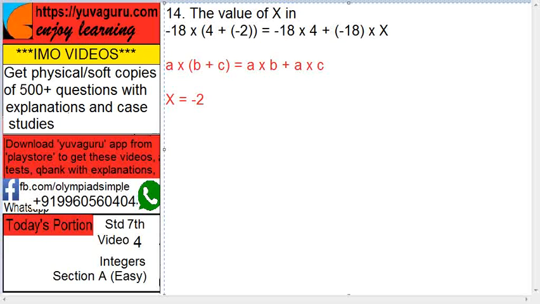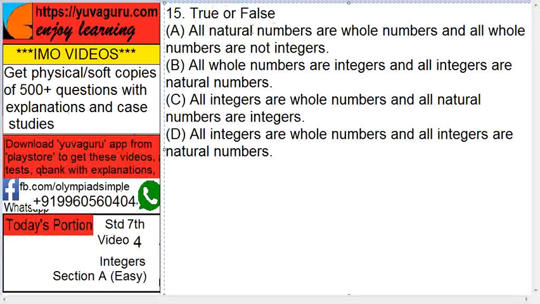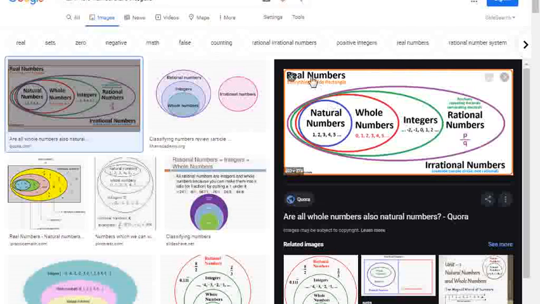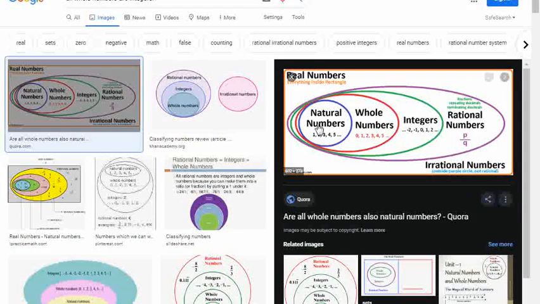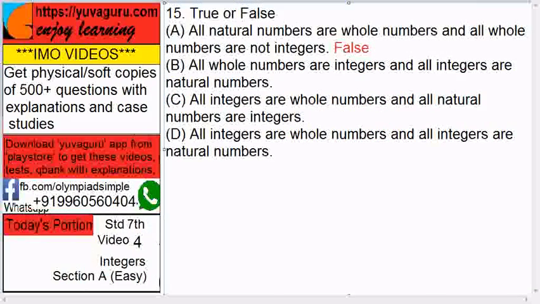Next, state true or false. All natural numbers are whole numbers and all whole numbers are not integers. This applies for all real numbers. Natural numbers are smaller than whole numbers. They fit into whole numbers. So all natural numbers are whole numbers, and all whole numbers are integers. So this is false. Similarly the others.